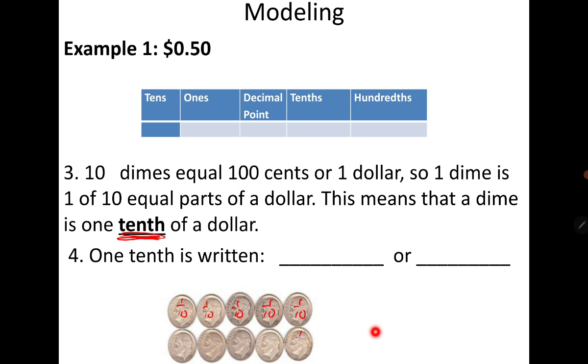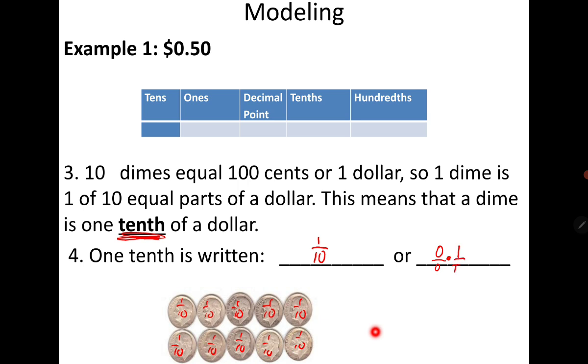You don't have to label each individual dime like I'm doing, but I just want you to understand that. So a dime is really 1/10, or a fraction of a whole dollar. Remember, as a fraction, we write 1/10 as 1 over 10. As a decimal, we write it with a 0 in the ones place, a dot for our decimal, and then we put a 1 in the tenths place.